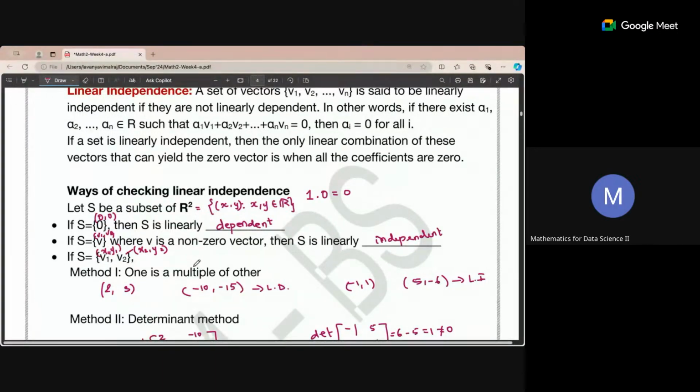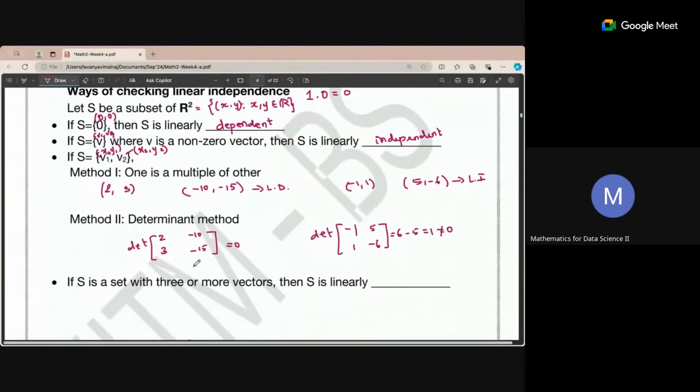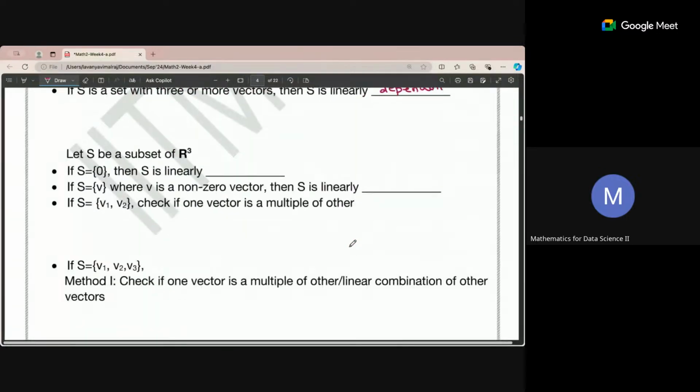Okay. So now if S is a set with 3 or more vectors, then S is dependent. This set should be linearly dependent. All right. Now what about a subset of R3? If S is 0, then S is linearly dependent. If S is a non-zero vector, independent.